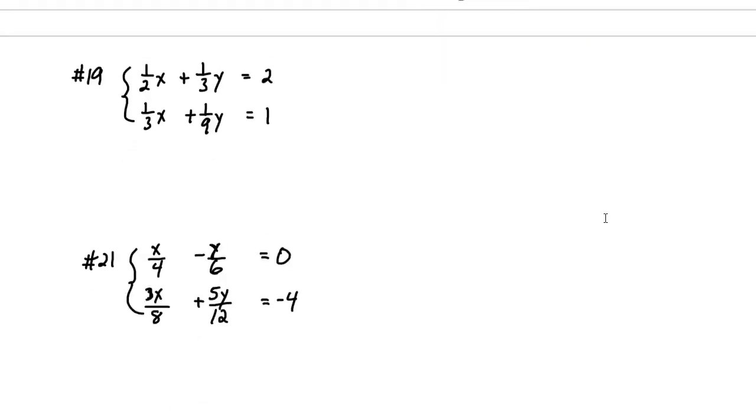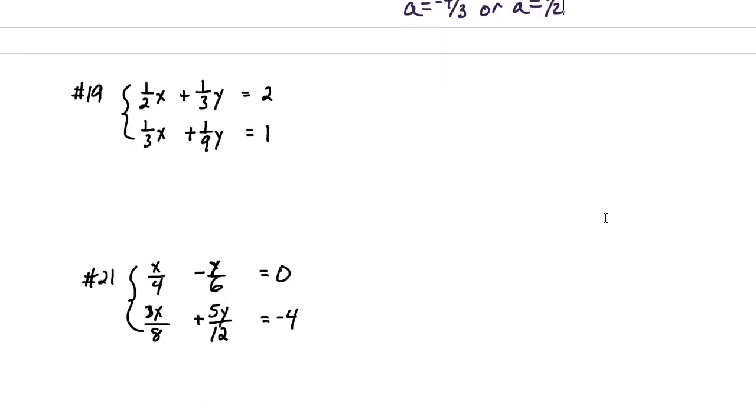Number 19, this time we have a system of equations, and both of the equations in the system have fractions. So let's follow this technique about clearing the fractions. Let's rewrite the first equation without any fractions. We're going to times by the LCD. So what is the LCD of 2 and 3 and 1? It would be a 6. Let's times that by 6, times that by 6, and times that one by 6 and see what it makes.